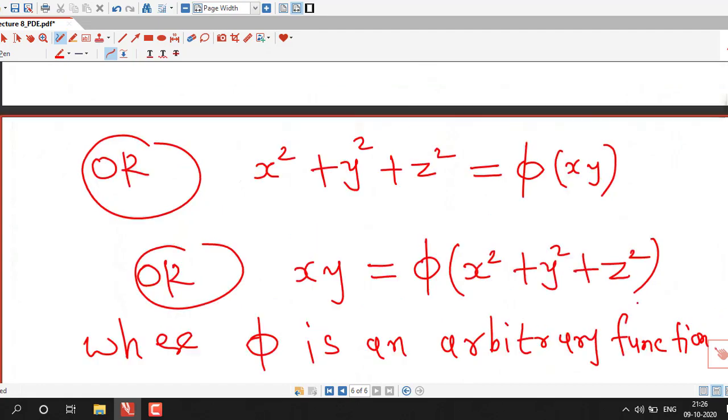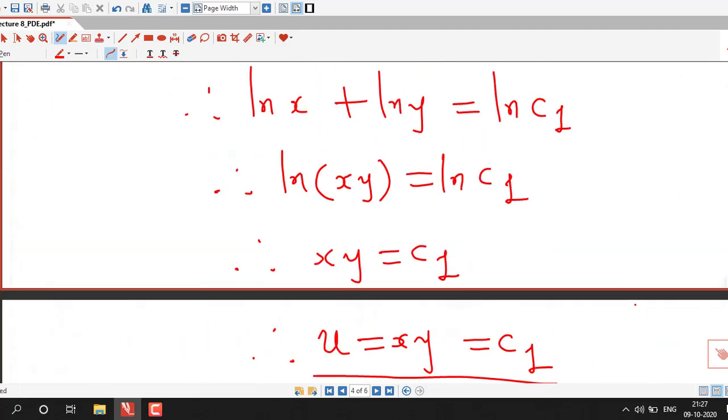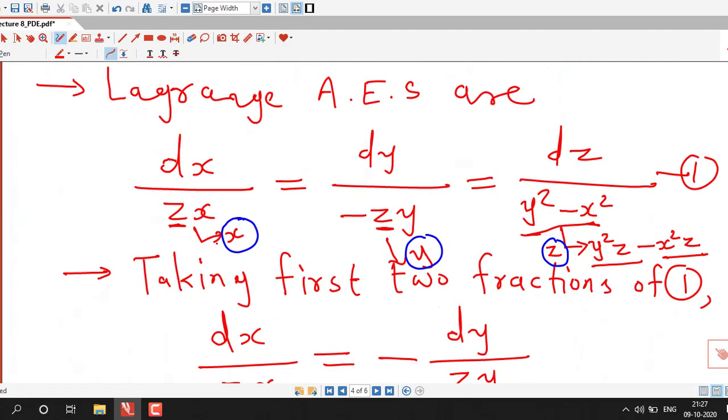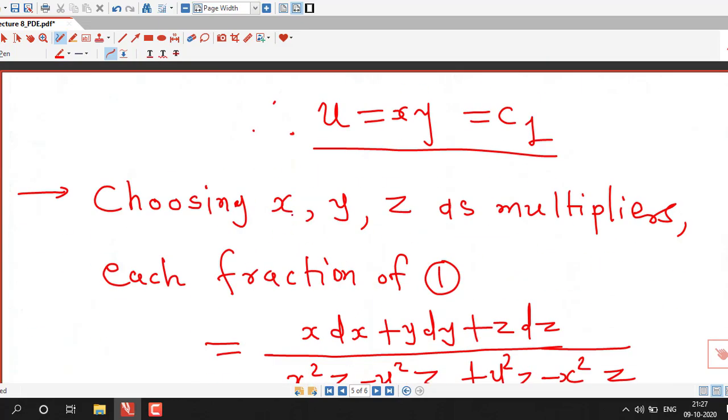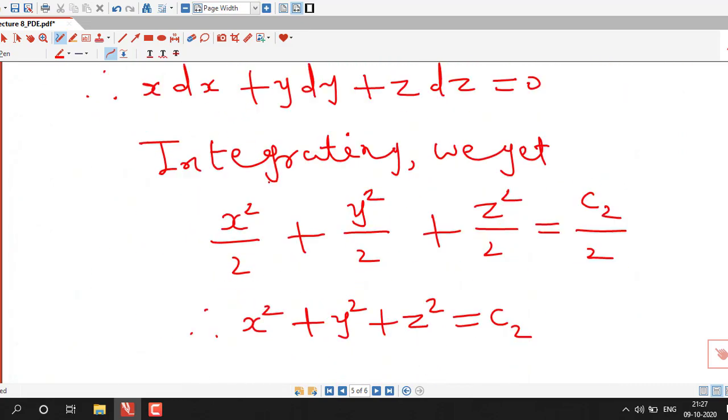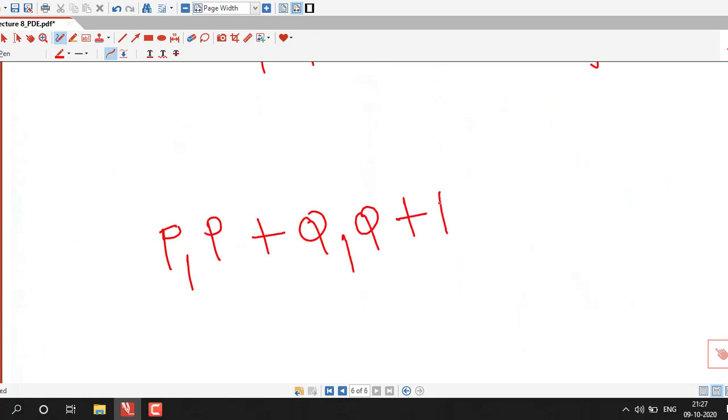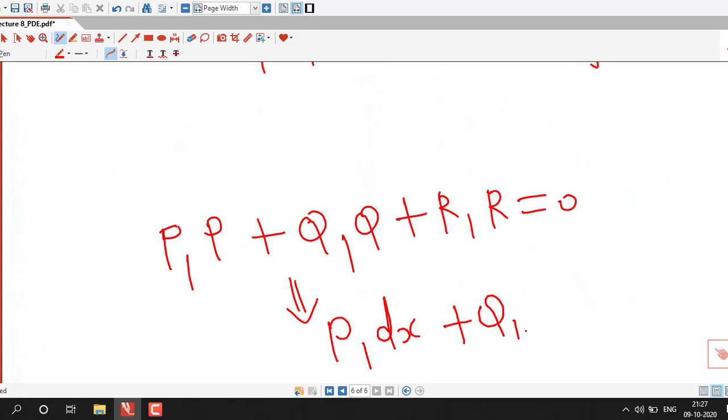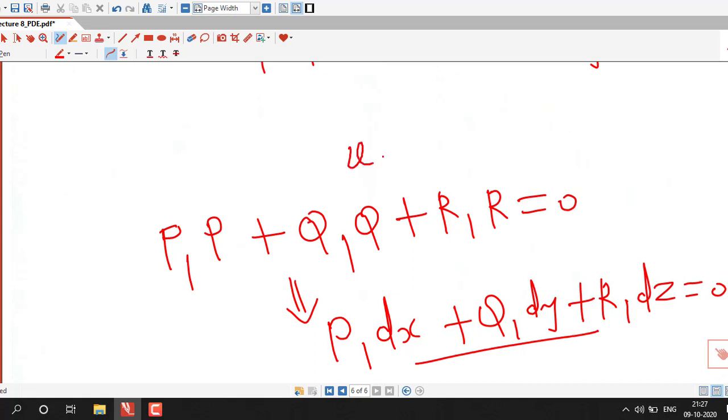So in this example, it is possible to find one solution by directly comparing the first two fractions, and another solution is obtained by choosing multipliers x, y and z. So these are the problems of type 3 in which we are able to select multipliers p1, q1, r1 such that we obtain p1 into p plus q1 into q plus r1 into r equal to 0, and this implies p1 dx plus q1 dy plus r1 dz equal to 0. And after solving this, we are able to find the solutions of Lagrange auxiliary equations.